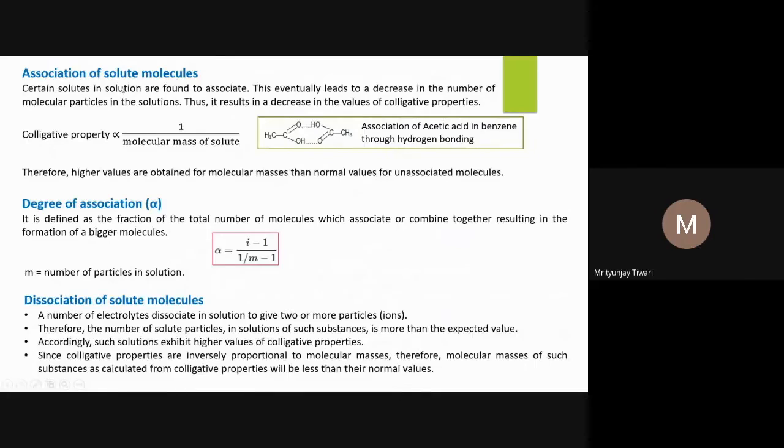Association of solutes: if certain solutes in solution are found to associate, they eventually lead to a decrease in the number of molecular particles in the solution. Thus, it results in a decrease in the value of colligative properties. And colligative property is inversely proportional to the molar mass. If the molar mass is more, then usually the colligative property is less.